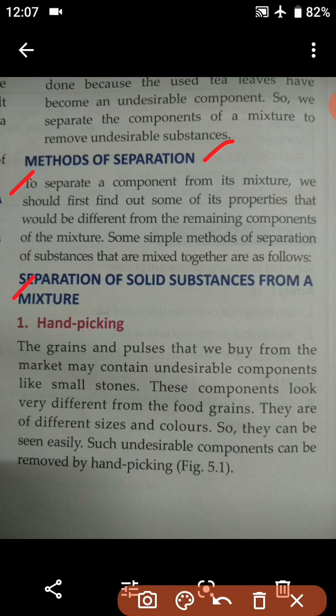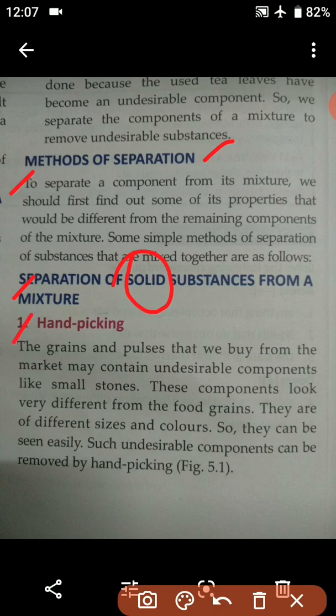Separation of solid substances from a mixture. So now we are going to understand about the separation of solid substances. Okay. So number one is hand picking.